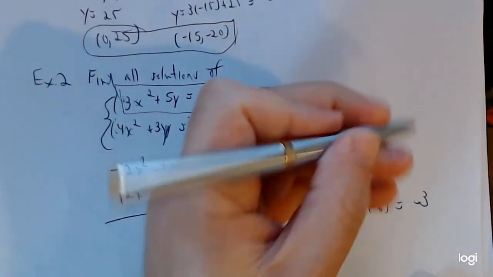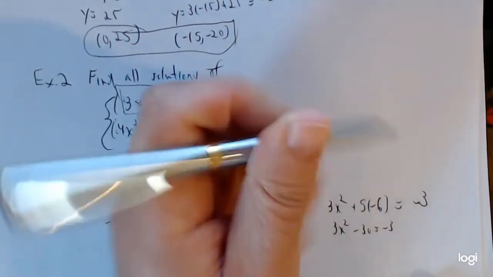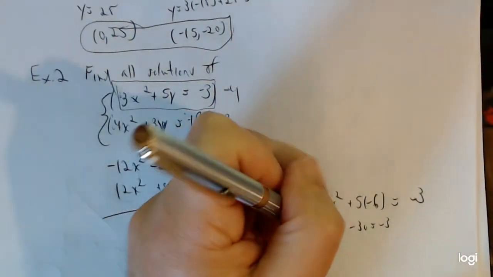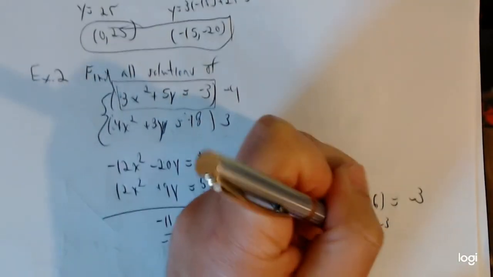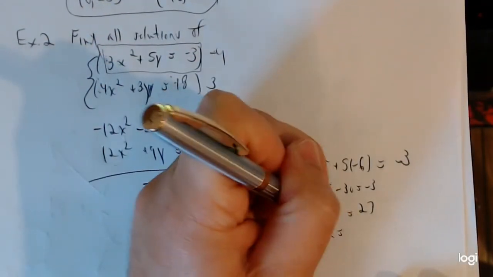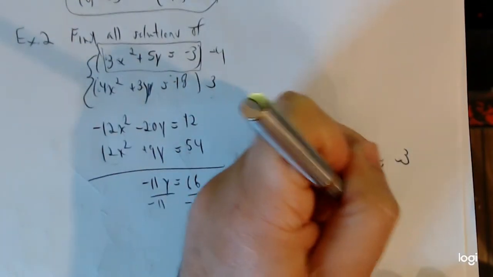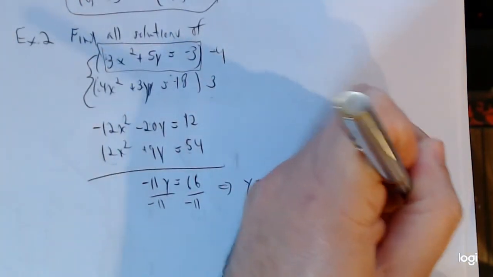Now let's solve for x. We get 3x squared minus 30 equals -3. And if I add 30, what do I get? I get 3x squared equals 27. Divide by 3, we get x squared equals 9. And then you square root it. What does that give me? x equals plus or minus 3.